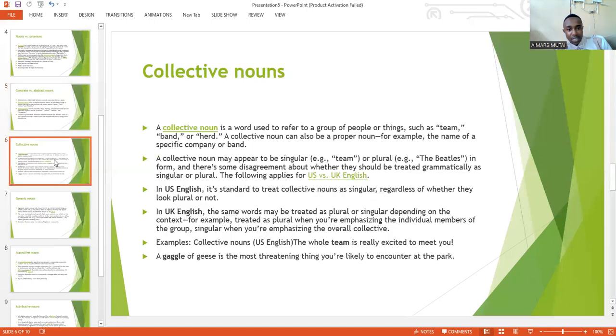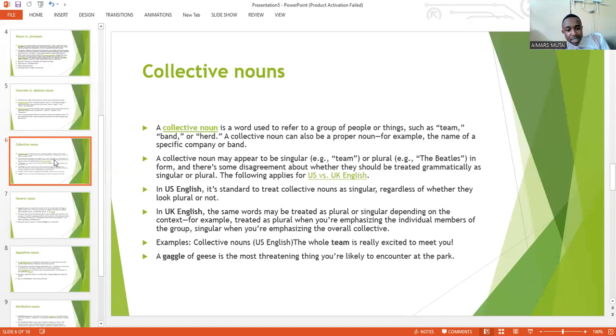Let's now see collective nouns. A collective noun is a word used to refer to a group of people or things such as a team, band, or herd. A collective noun can also be a proper noun, for example, the name of a specific company or a band. A collective noun may appear to be singular or plural in form, and there is some disagreement about whether they should be treated grammatically as plural or singular.